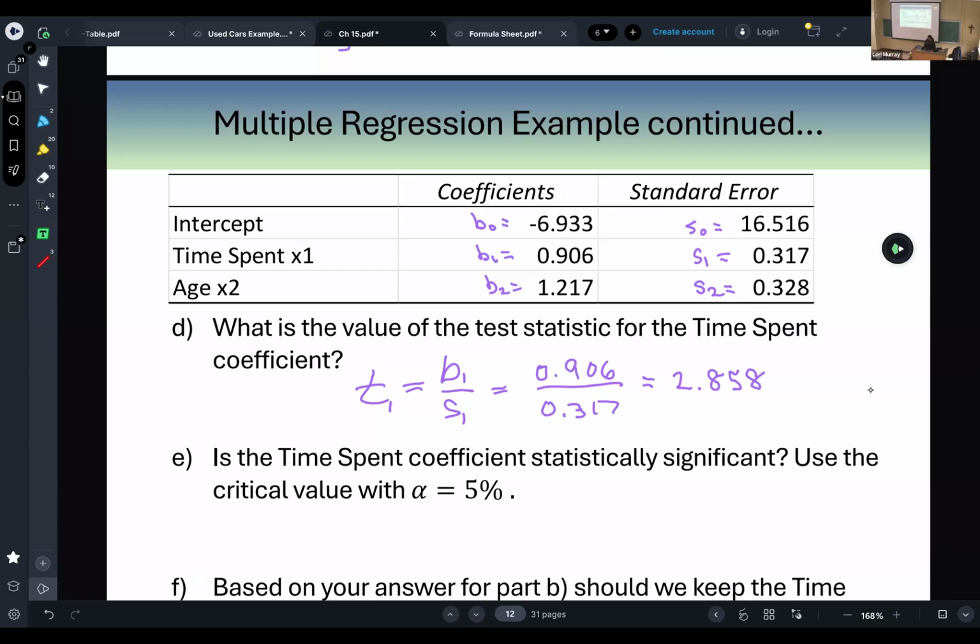So we find our T critical, right? We're going to get a critical value. What is our degrees of freedom for this model? It's not n-2 anymore.